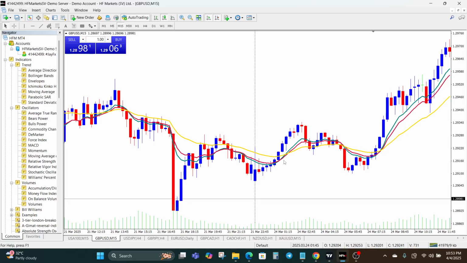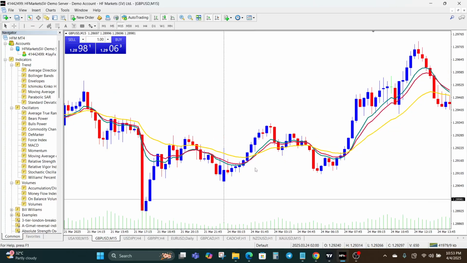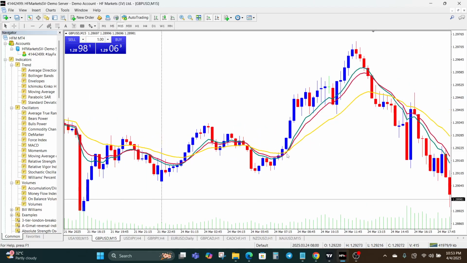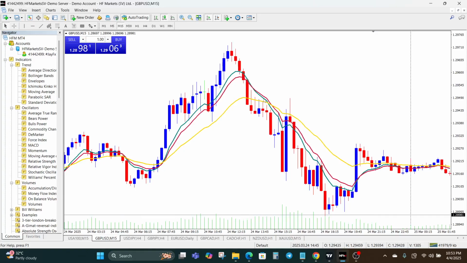The 9 EMA represents very short-term movement, while the 12 and 26 EMAs track slightly longer-term micro trends. Okay, when the 9 EMA crosses above the 12 and 26, it signals strong bullish momentum. When the 9 EMA crosses below the 12 and 26 EMAs, it signals bearish momentum. The EMAs also act as dynamic support and resistance, helping you time pullbacks and continuation trades.